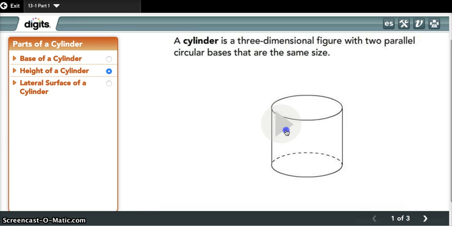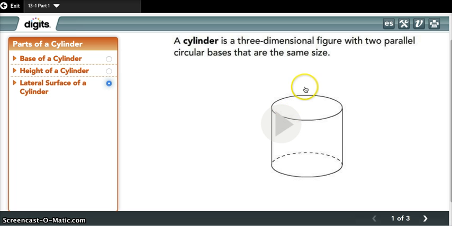Okay, the height of our cylinder is always the distance that connects the two bases. So the height here is right here. A lot of times you'll hear books saying that it forms a right angle between the two bases, but it's how tall the can or the cylinder is.